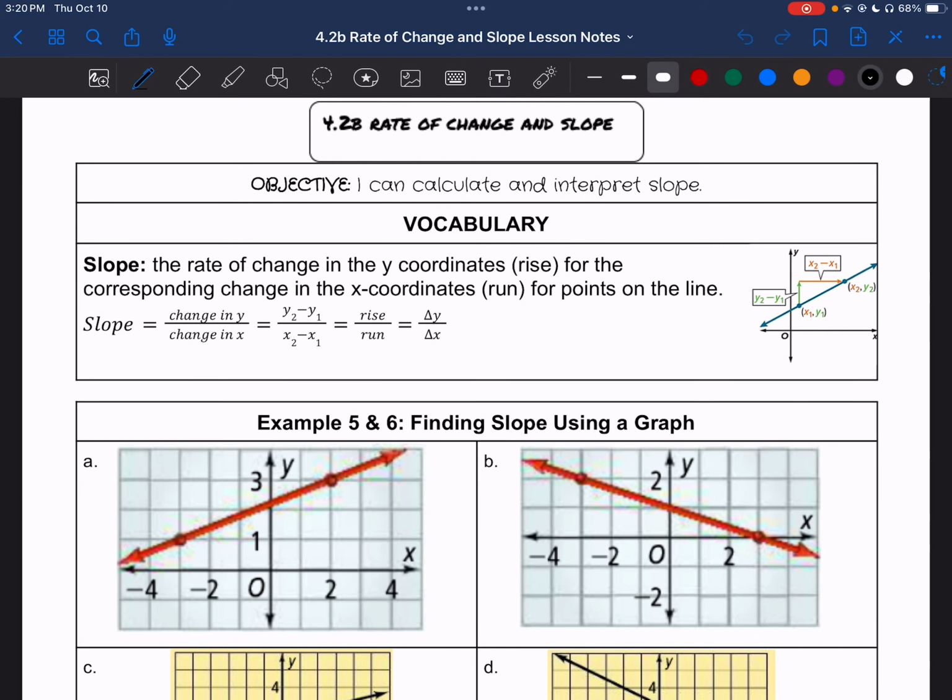Hello, and welcome to Module 4.2b, Rate of Change and Slope. Today's objective is that I can calculate and interpret slope.